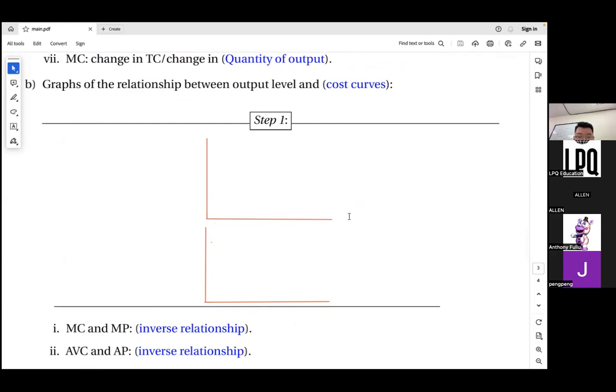I label the first horizontal axis Q of variable input. In today's example, the variable input is labor, so I add labor.